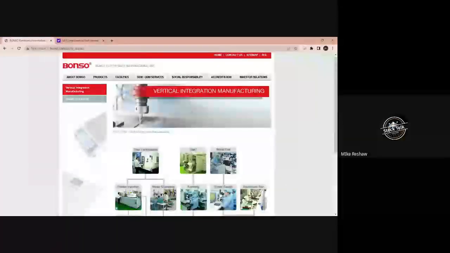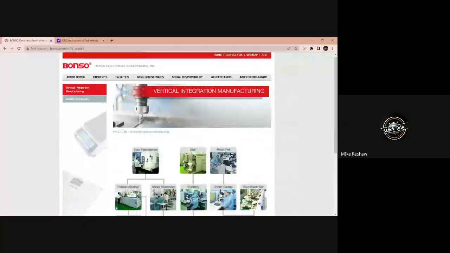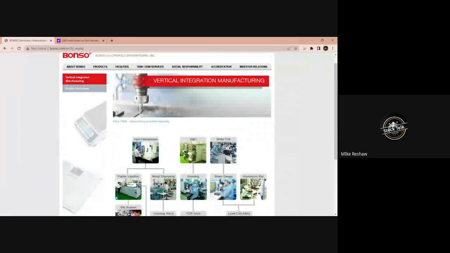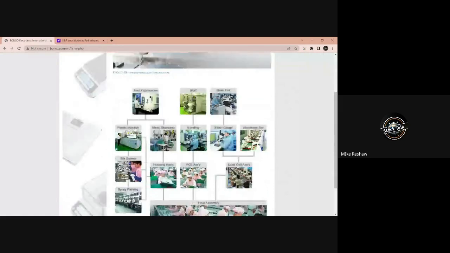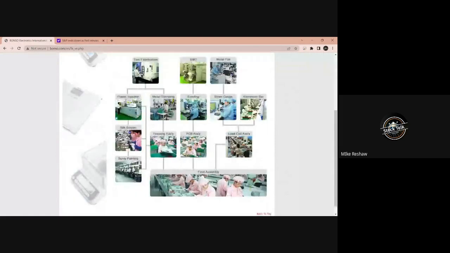So here's your vertical integration manufacturing ecosystem of their manufacturing there. You have your tool fabrication, you have your SMT, your metal foil, strain gauge, aluminum bar, bonding, metal stamping, plastic injection, silk screening, spray painting, housing assembly, PCB assembly, load assembly, and final assembly.